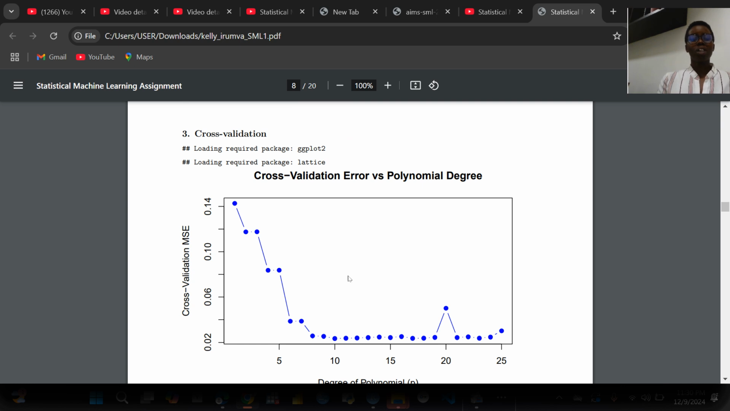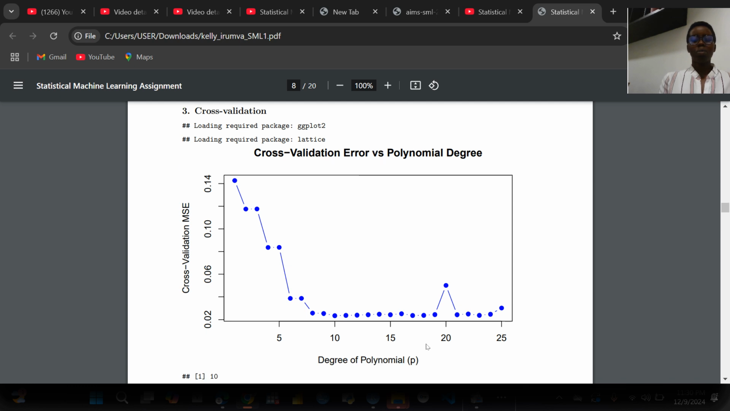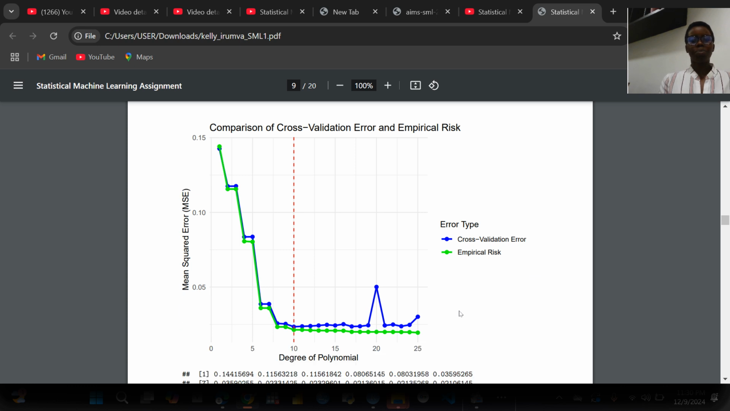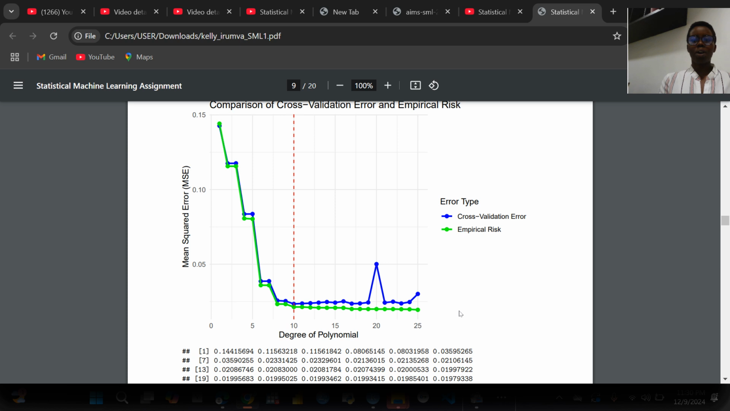With cross validation, we see from this plot that as the degree of polynomial p increases, the cross validation error decreases. And when we compare the cross validation error and the empirical risk, we see that both decrease as the degree of polynomial increases, but at some point the cross validation error tends to increase again.